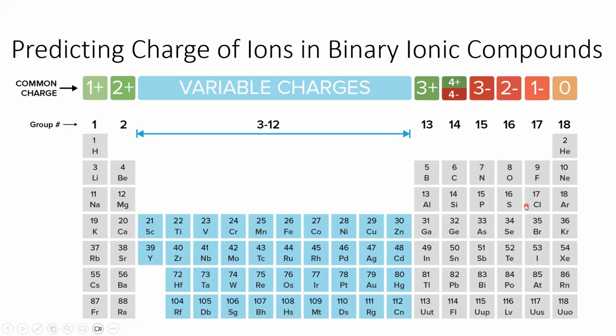Because with fluorine, chlorine, bromine, iodine, all just have one missing valence electron. So they're just going to gain 1 more, whereas oxygen needs 2. So it's going to be a -2, nitrogen -3.